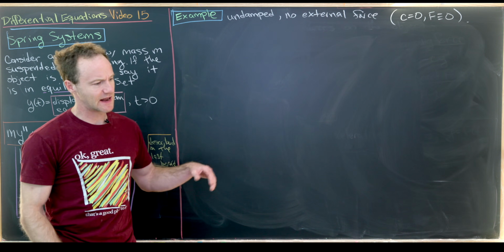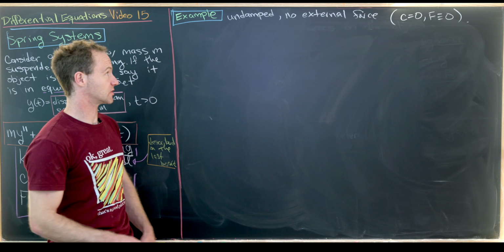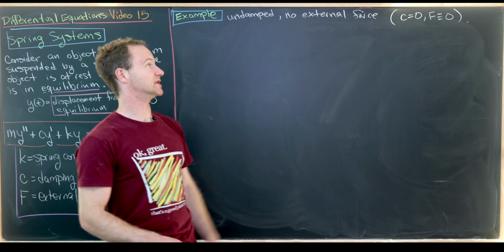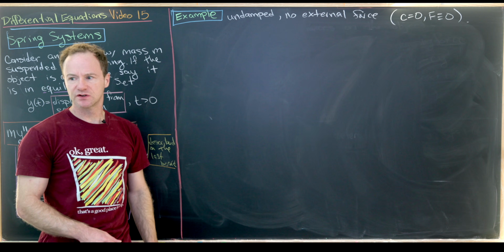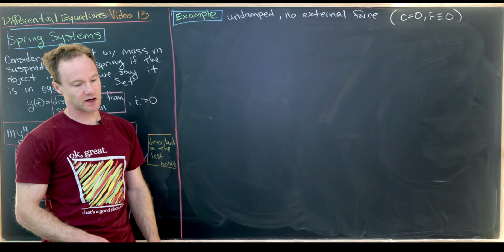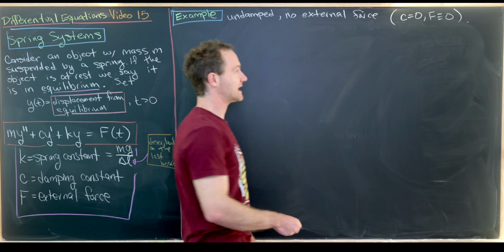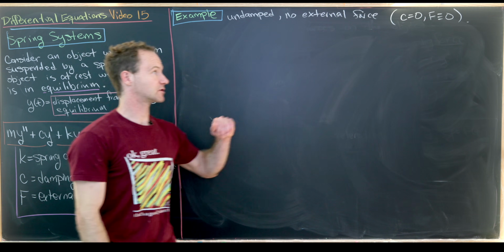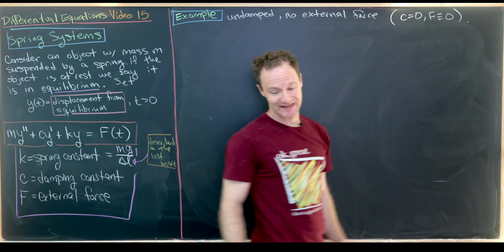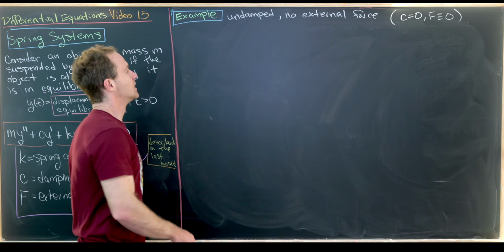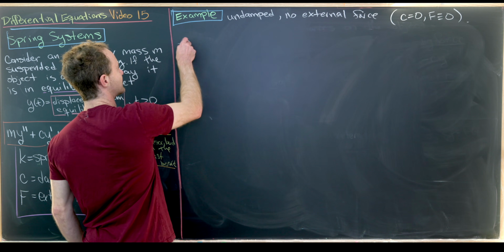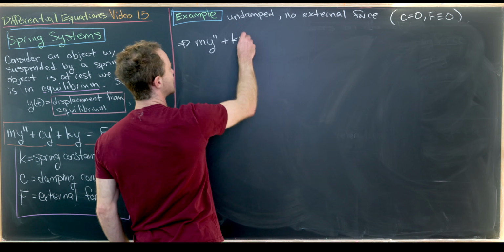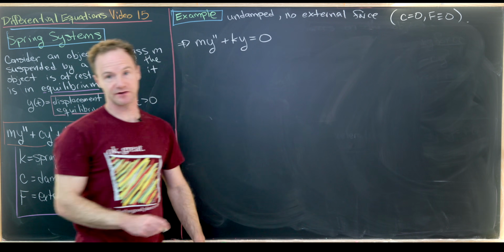Okay, we're going to look at the simplest case of this first, and that will be if we have undamped motion and no external force. So this is sometimes known as the simple harmonic oscillator. And so undamped motion means that c is equal to 0, and no external force means that our function f is identically 0. Okay, so in this case, our differential equation collapses to my double prime plus ky equals 0.